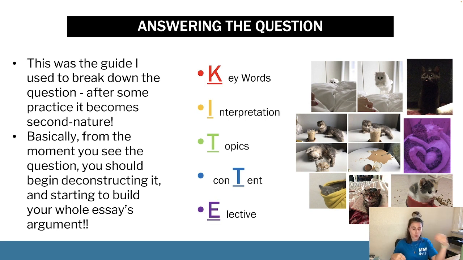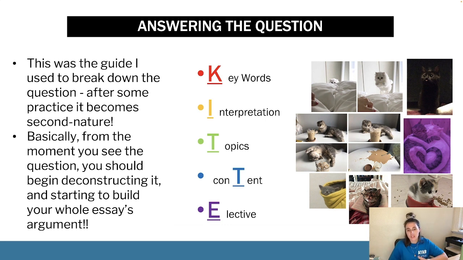So when you're answering the question or breaking down the question, you go through this method. What are the key words in the question? What is your interpretation of those keywords? What topics are you going to discuss that relate to those keywords and your interpretation? What content are you going to bring in to support those topics? And then link it back to the elective. Now, elective is a bit of an odd word here because it's from an extension English context. In your mind, effectively replace it with module, unit, option, whatever it is for you.